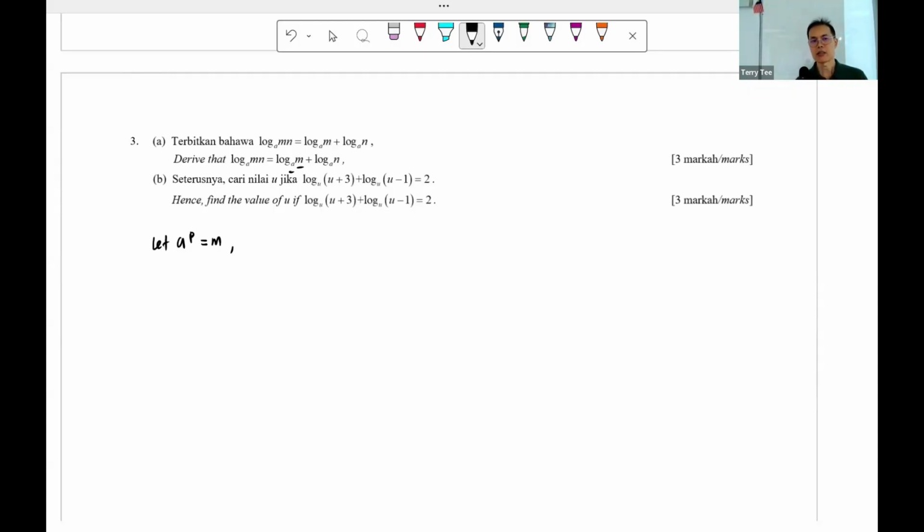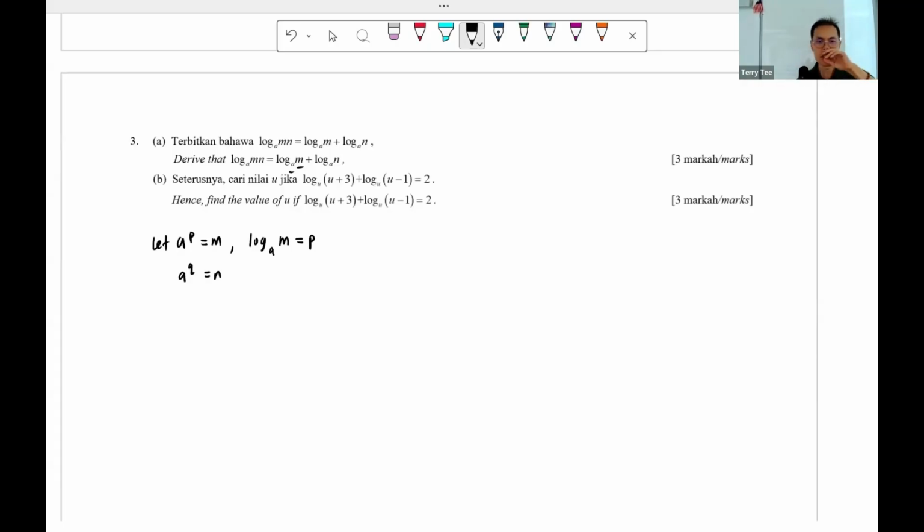Now, when I write a power b equals m, when you change to logarithm form, we write log. What's your base? Your base is a. What's your number? m. What's your power? b. I hope you know how to change from index form to logarithm form. At the same time, I let a power q become n. Now I know some people may wonder, how do I know I have to let this become n?